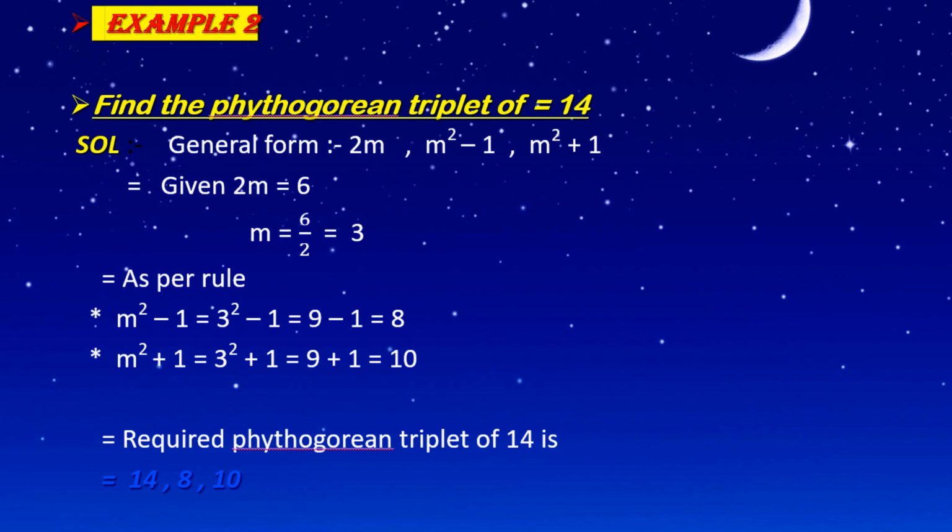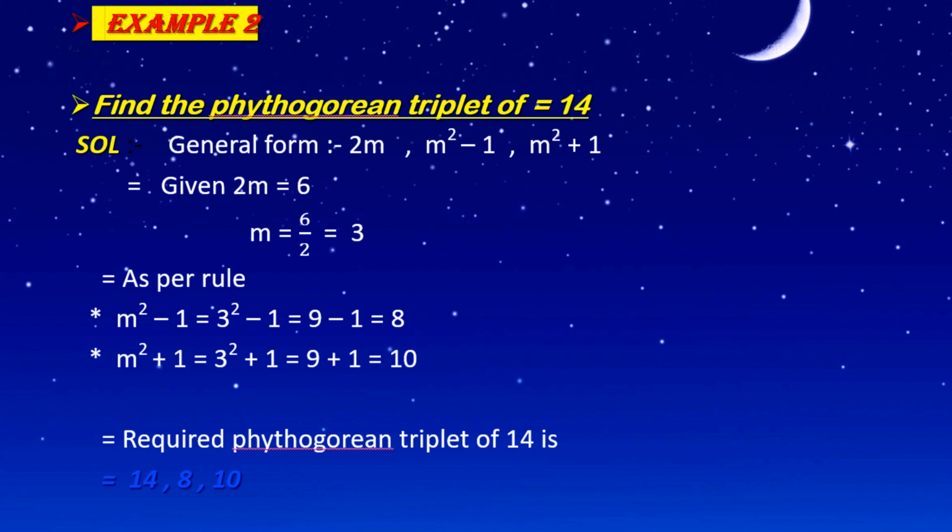Let's see example 2 for a Pythagorean triplet. We should find the Pythagorean triplet of 14. The general form is given as 2m. We apply the formulas m square minus 1 and m square plus 1. Given 2m is 14, this is the equation. m is 14 divided by 2. If we divide that, we will get 7.